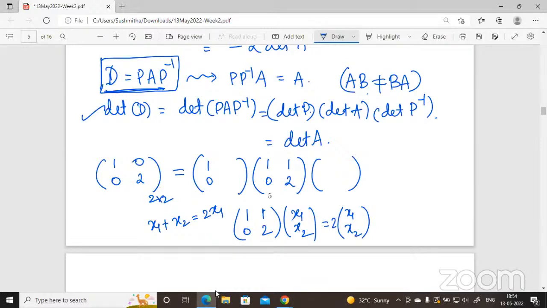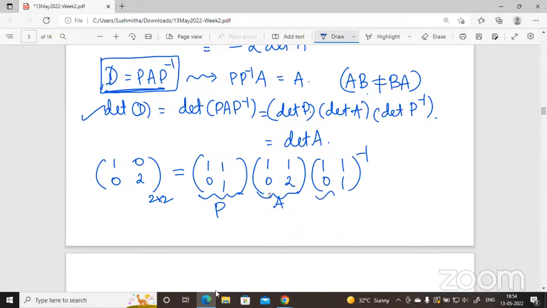Why am I not able to construct this matrix? X1, X2. X1 plus X2 is 2 times X1, 0, 2X2 is 2X2. Okay, fine. So X2 can be anything. Verify it. And minus X1 plus X2. Oh, 1, 1. This would work. You can check, if this is P and this is A, and you calculate the inverse P inverse, then I'm going to get this D. So you can see that A is not equal to D, but we already know that determinant of A has to be equal to determinant of D.